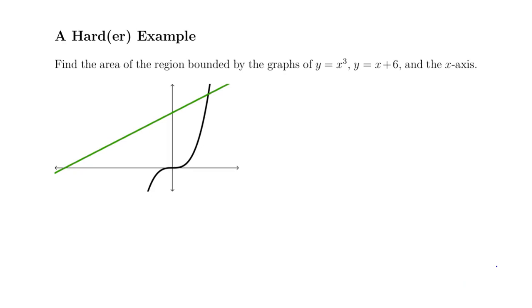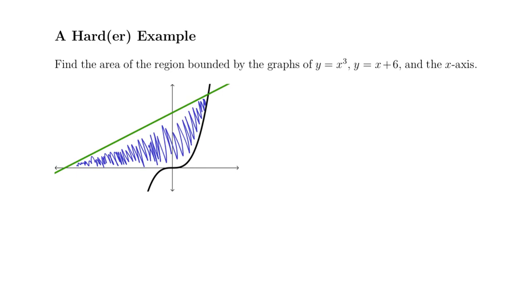All right, here's a harder example. We want to find the area of the region bounded by these two graphs and the x-axis. Let me shade in the area so that you can see why this is a problem. We're going to start up here. We're going to look at the area between these two things. But once we get here, we're going to be bounded below by the x-axis now.